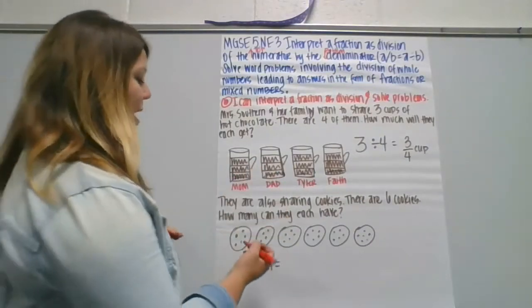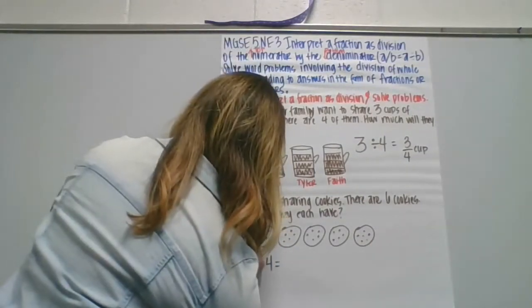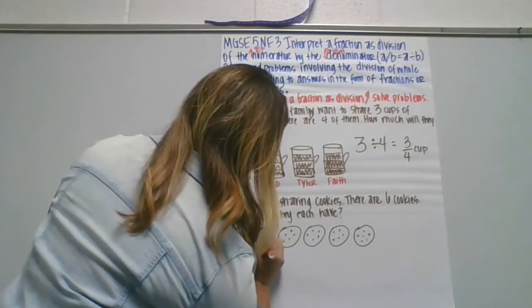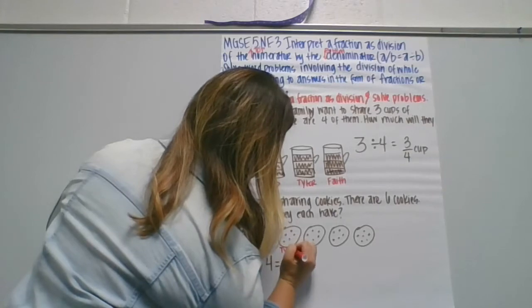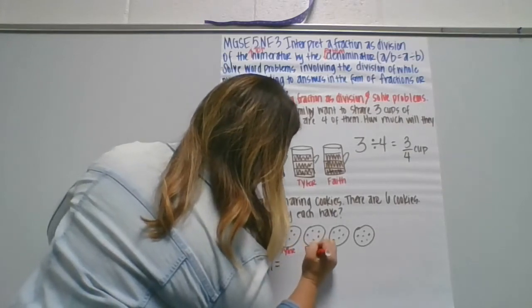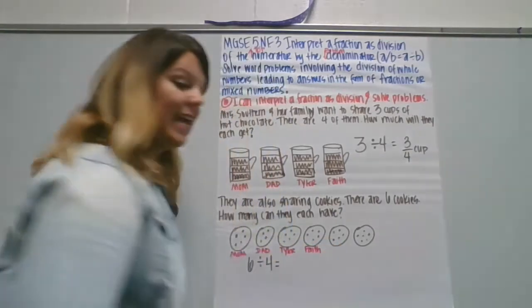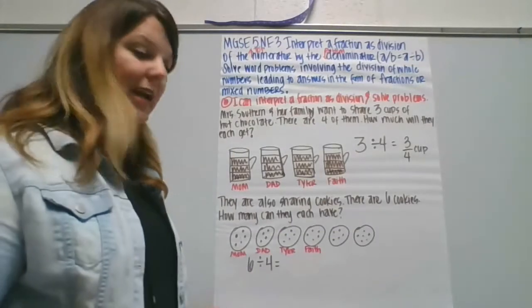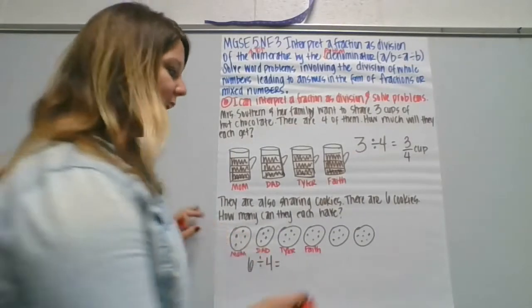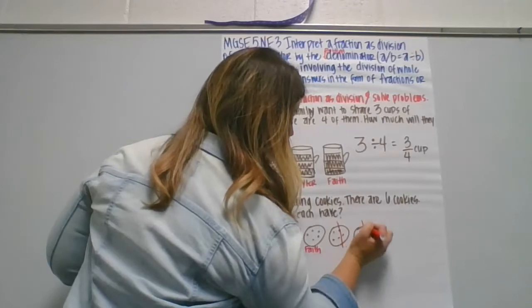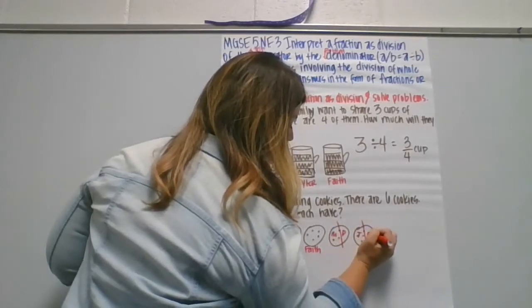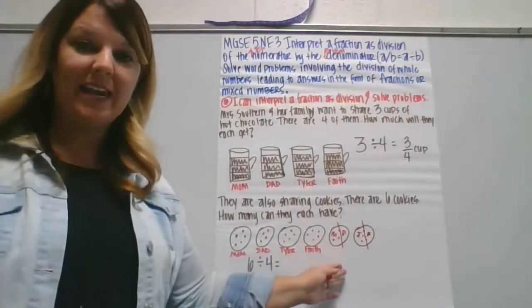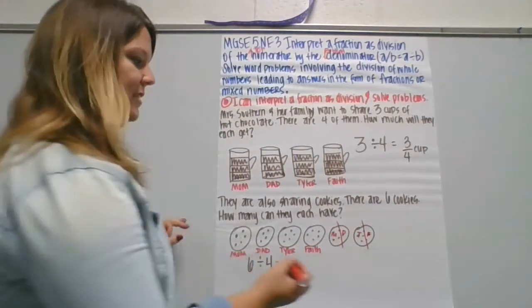Well, if Mom gets this one, and Dad gets this one, and Tyler gets this one, and Faith gets this one, then we essentially have 2 cookies that we want to share between 4 people. The way that we're going to do that is we're going to cut those in half. Mom, Dad, Tyler, Faith. Okay, and then everybody gets 1.5 cookies.